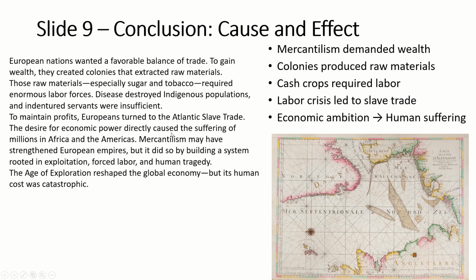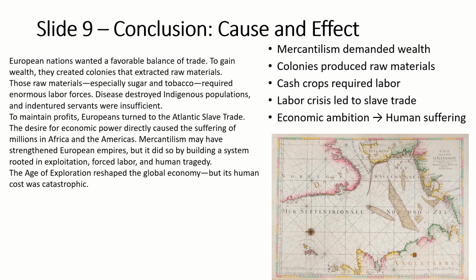Oh, and this last slide, conclusion, cause and effect. European nations wanted a favorable balance of trade to gain wealth. They created colonies that extracted raw materials. Those raw materials, especially sugar and tobacco, required enormous labor forces. Diseases destroyed Indigenous populations, and indentured servants were insufficient. To maintain profits, Europeans turned to the Atlantic slave trade.